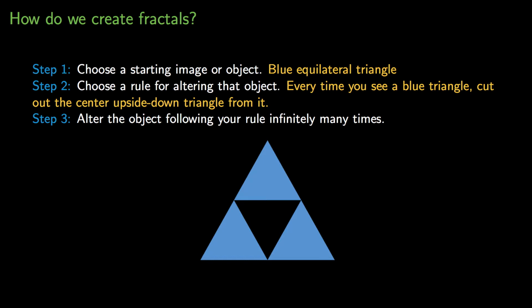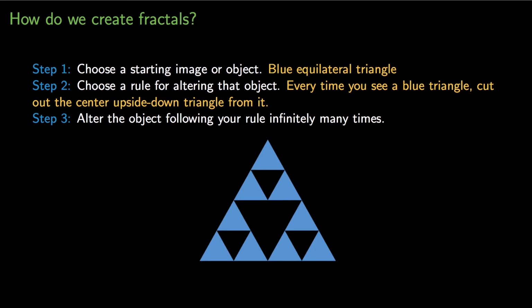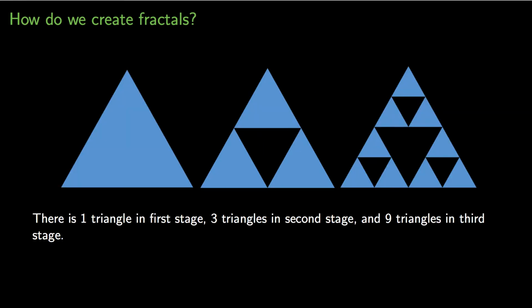We need to follow the rule infinitely many times, which means staring at this image, every time I see a blue triangle, and I see 3 of them, I need to cut out the center upside down triangle from it. And that means cutting 3 times, and I get this shape. If I were to follow my rule a 3rd time, every time I see a blue triangle, cut out the center upside down triangle from it, I'm actually going to be following my own rule 9 times and making 9 cuts with my scissors. I'm going to get that first fractal that I showed as an example, the Sierpinski triangle.